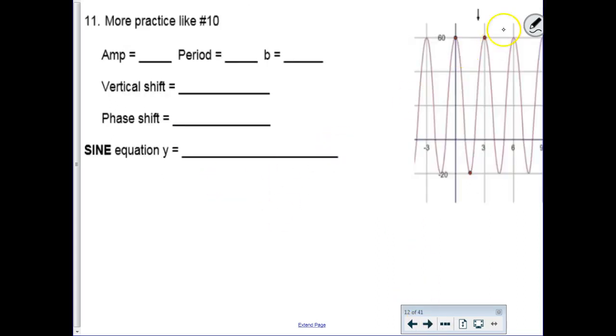Oh, there's more. Good news. I feel like we all need to practice this. So let's take a look at, again, they want a sine equation. Well, that's really hard to read, guys. Is this the origin? Yeah.